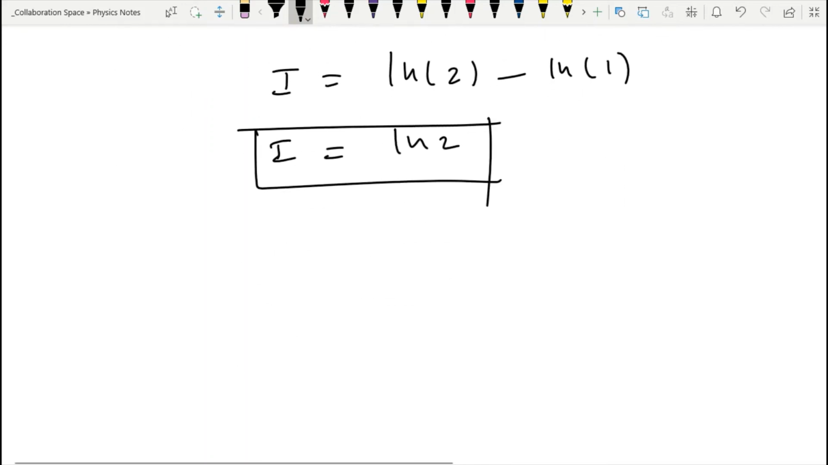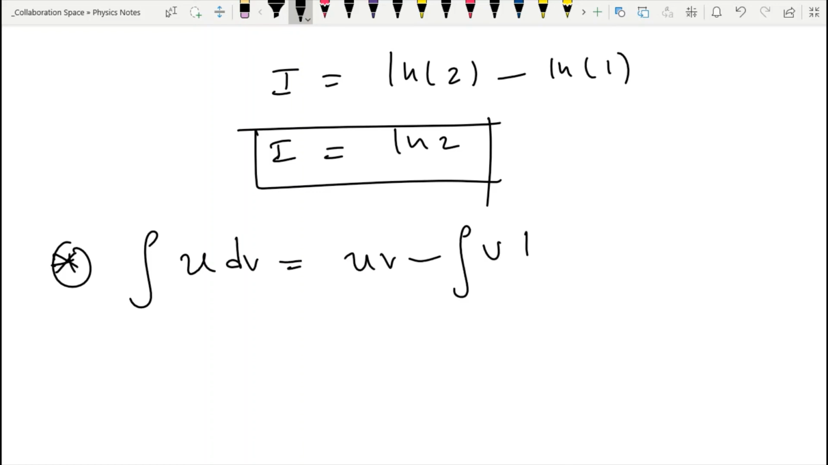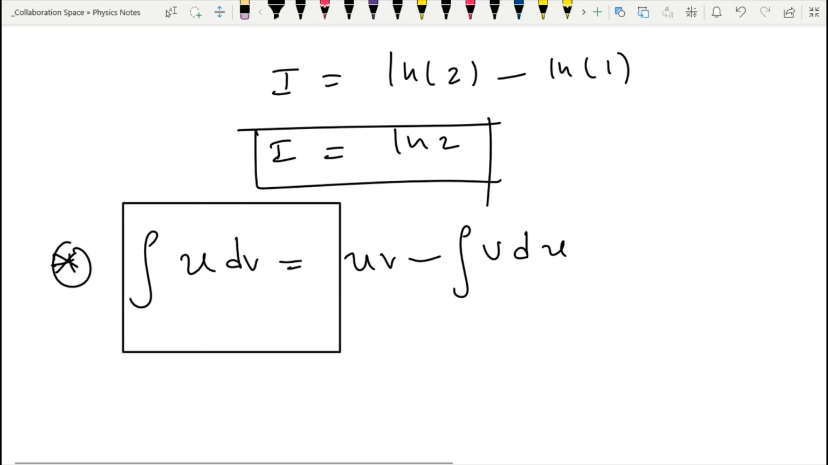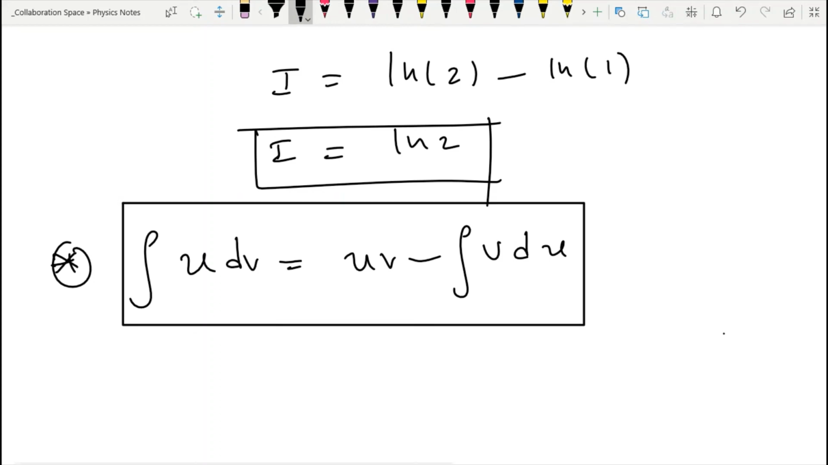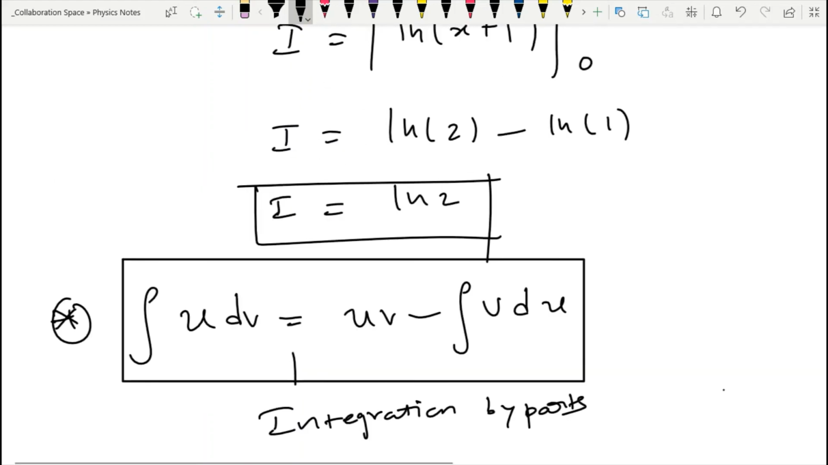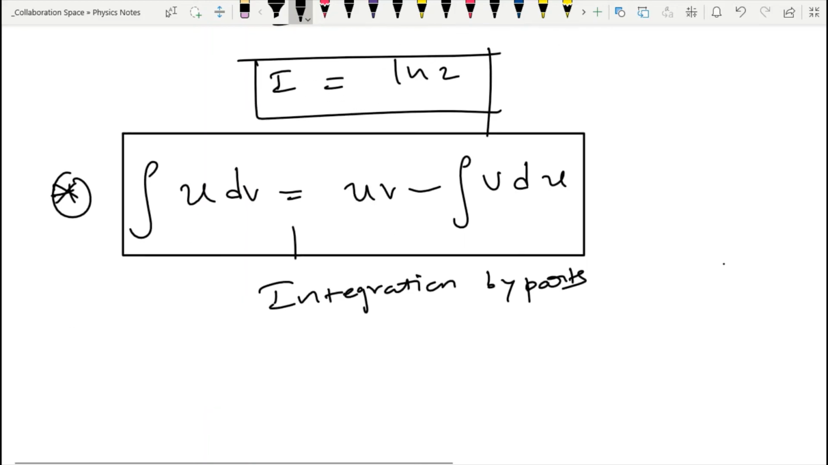The next integration formula is there. Another formula: integration of u dv is uv minus integration of v du. So this is integration by parts. I will tell the applications of this integration by parts also. We will use this integration by parts also, students.